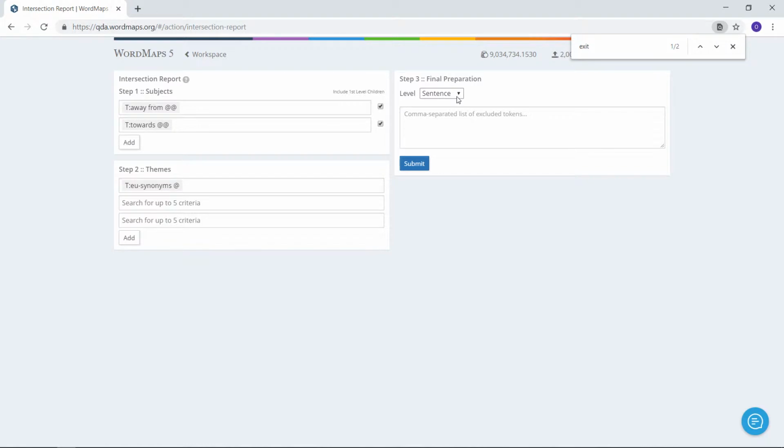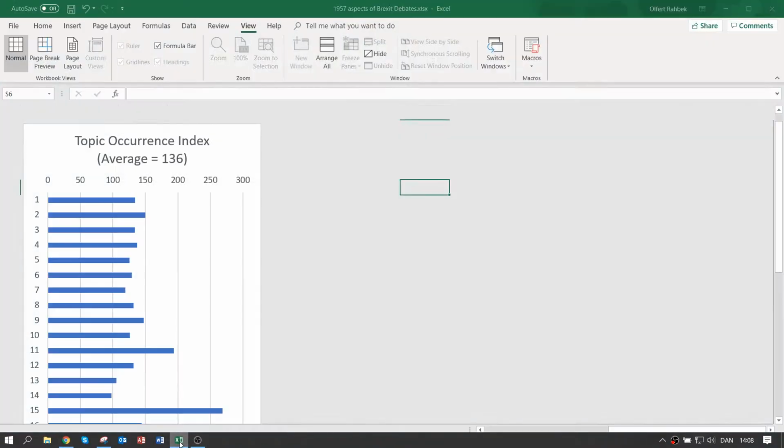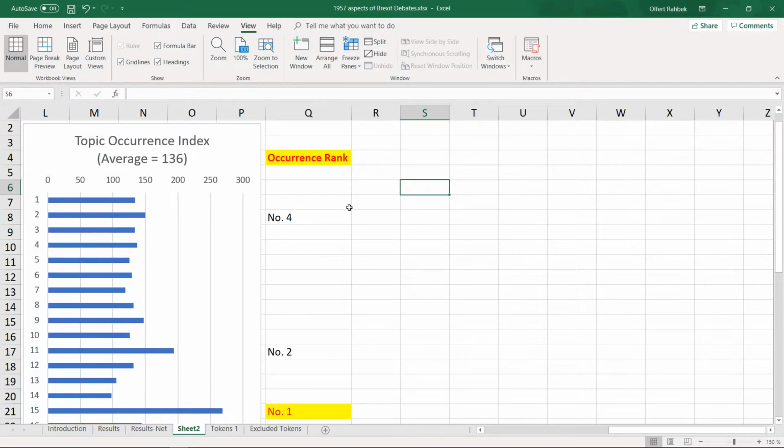And all I need to do now is to make sure that it says sentence. Yes, this analysis is going to be conducted within sentences. And I then have to submit it, and then I will get the result. It's probably going to take more than a few seconds because this is a relatively big analysis, but we will get the result, I'm sure, within a couple of minutes. And just to save time, I already prepared this, so let me show you how the result looks. This is actually not just the result of looking for intersection between EU and away from and towards.